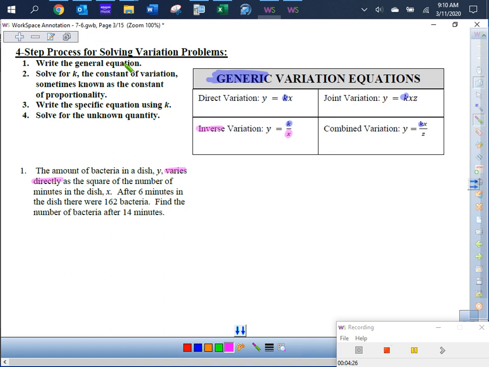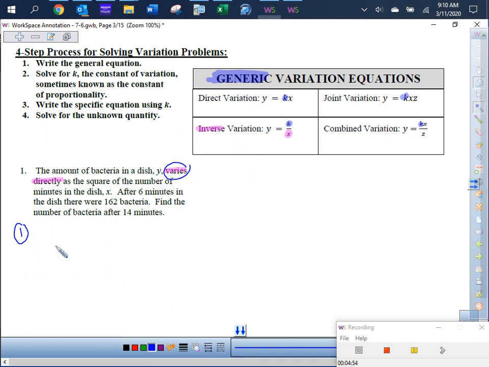Here's how we roll. There's a 4-step process to do this. Step 1 is to write our generic general equation. So let's number our steps. Step 1. And here's the magic. We go look for the word varies, because that's where the equal sign is at. Varies tells us where the equal sign is. So whatever is to the left of the word varies will be on the left side of the equal sign. Whatever is after the word varies will be on the right side.